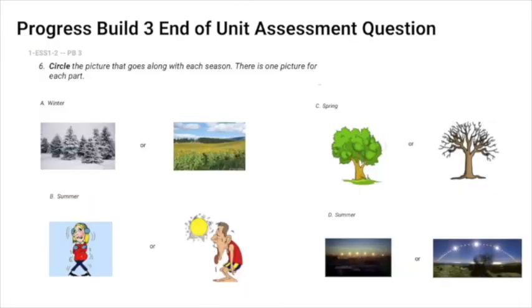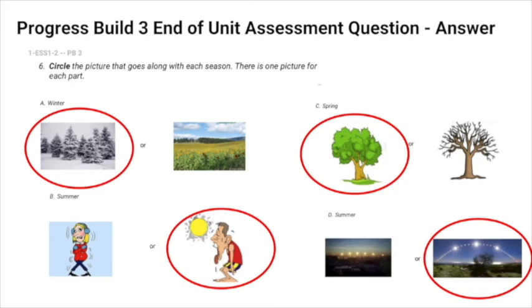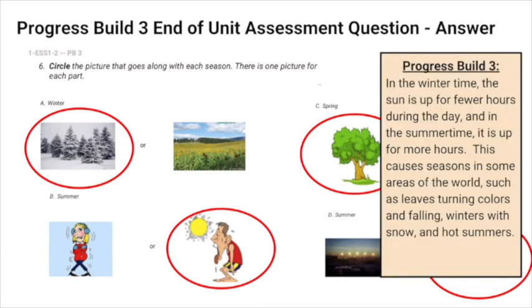Finally, here's a question on the end of the unit assessment that assesses Progress Build 3. Go ahead and complete the question and check back here. Great, here's the correct answers. Again, it's about students being able to understand the patterns of the seasons and different changes that happen in different times of the year. Once again, it's not why the seasons happen, but rather how they change over time.